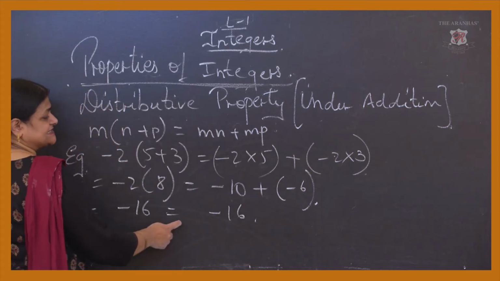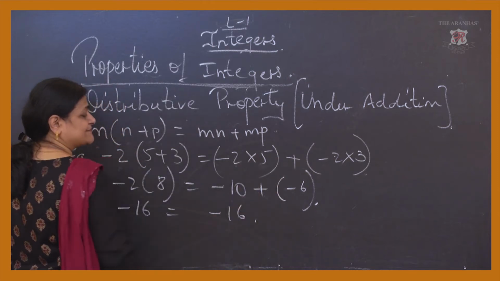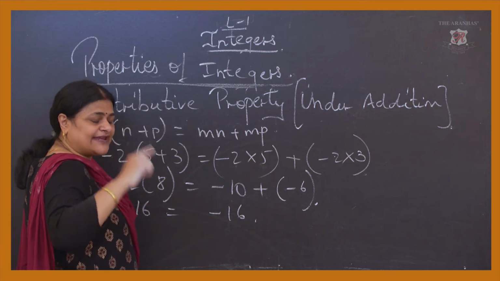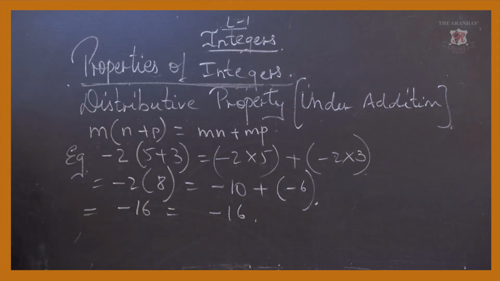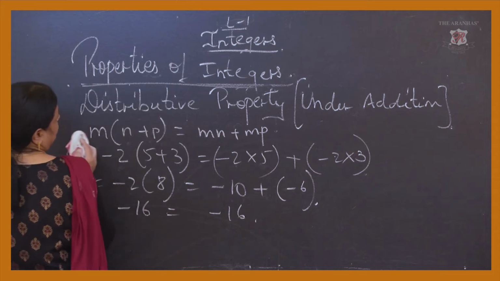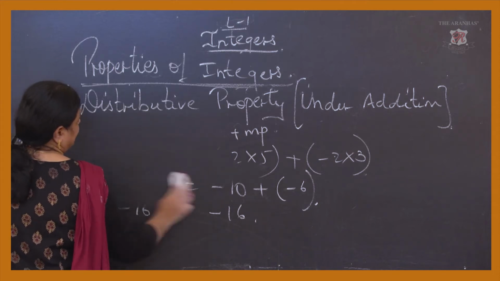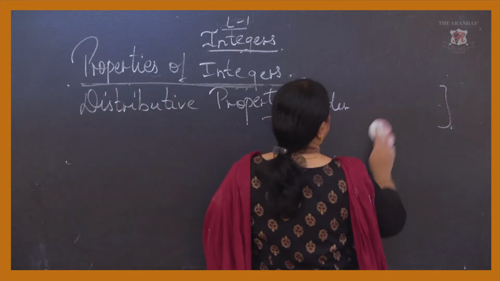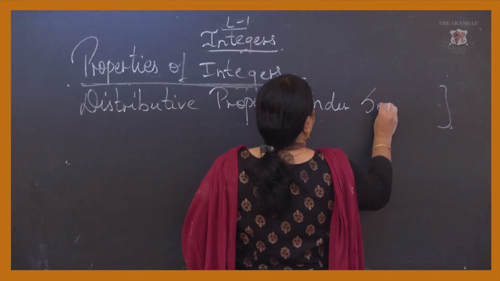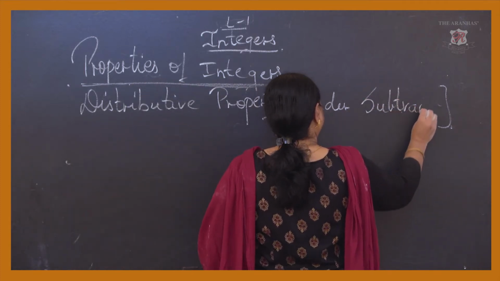So here minus 16 is equal to minus 10 plus minus 6. So minus 10 minus 6 will give you minus 16. So this was under your subtraction. Next, under your distributive property, under addition. Next will be under your subtraction.